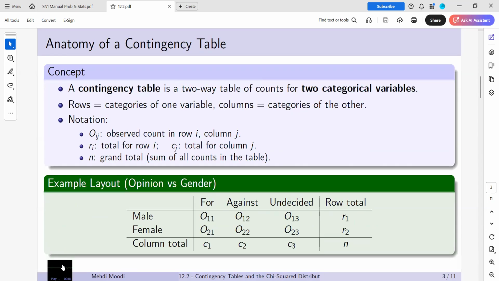This is the basic stage on which the chi-square drama happens. Every cell has a count, every row and column has a total, and the grand total is just everyone in the study. Once you can read this table, you can start asking, are these patterns real or just randomness wearing a fancy grid?